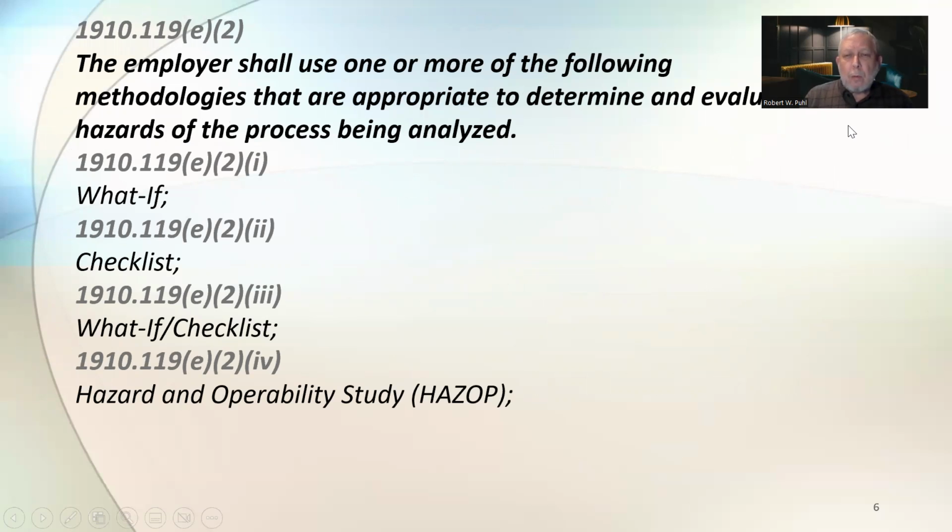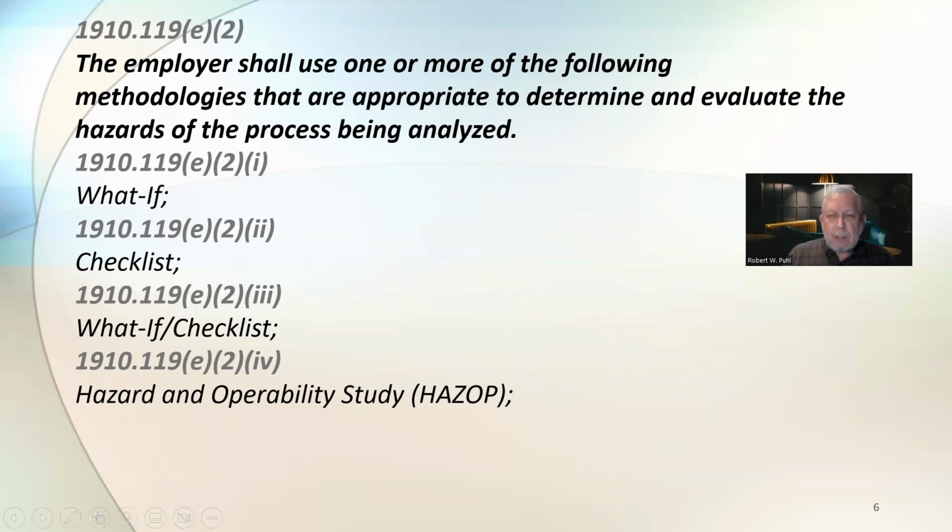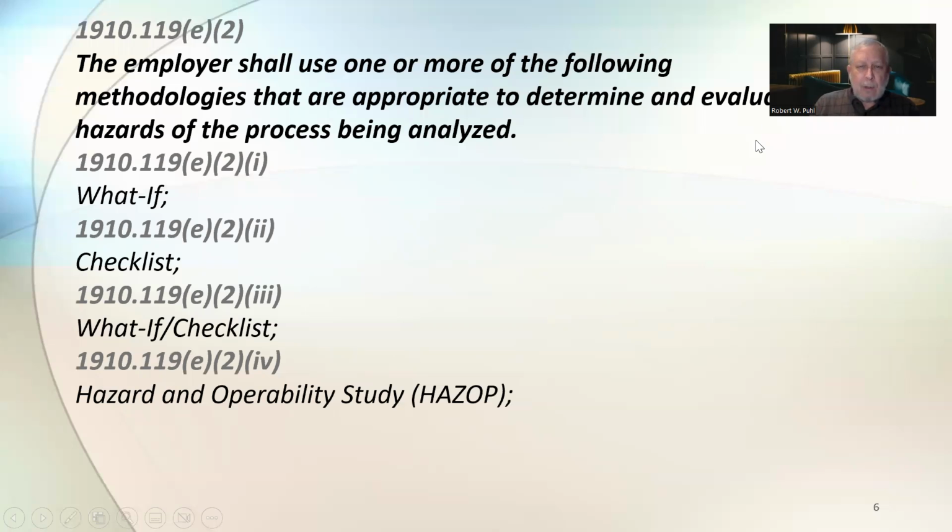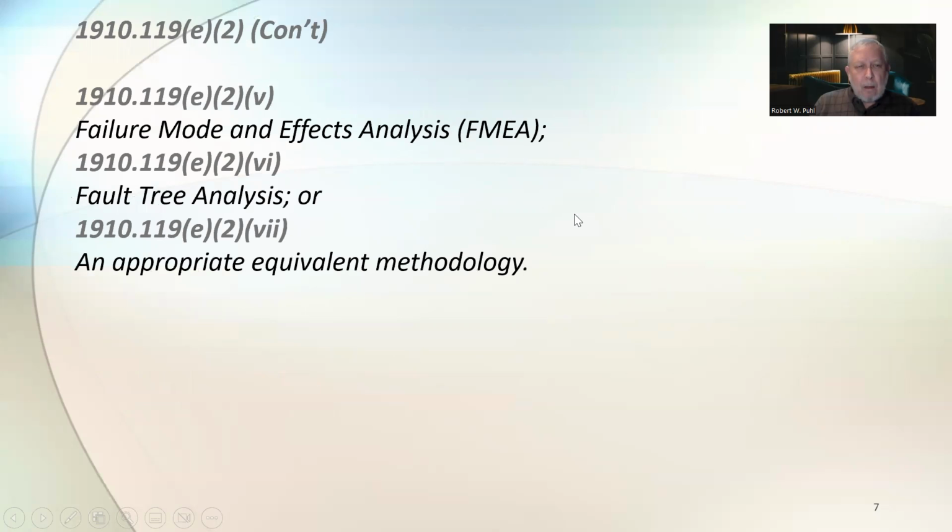The employer shall use one or more of the following methodologies that are appropriate to determine and evaluate the hazards of the process being analyzed. So you have to pick one of these. What-if analysis, a checklist, what-if checklist. The what-if checklist is the thing I have used at OK Foods doing this, so it's one we're going to talk about. Hazard and operability study, HAZOP, we talked about that. Failure mode and effects analysis, FMEA, we've talked about that. Fault tree analysis, we briefly talked about, not in any detail though, or an appropriate equivalent methodology.